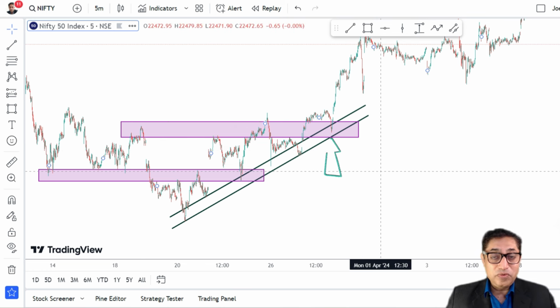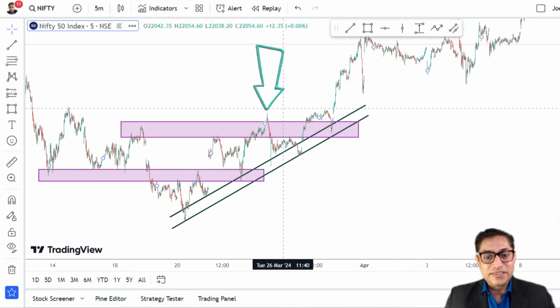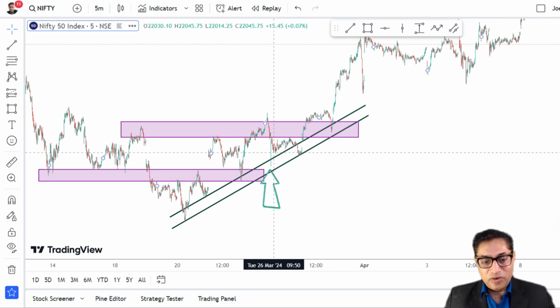So you see how easy it is if you are able to identify a good trend line zone and a support and resistance zone to enter into a trade. And as I said, in a 5-minute chart, you will see such candles. See over here, this candle just broke the resistance zone and came back again into the zone. This candle, you see how long it is?